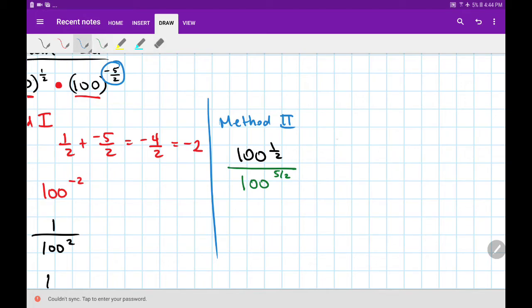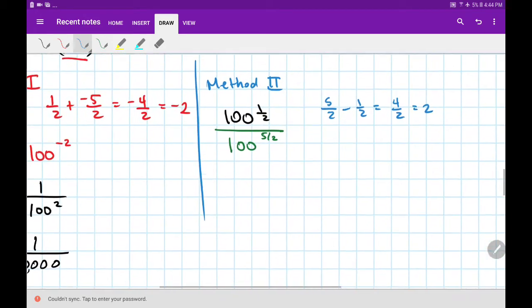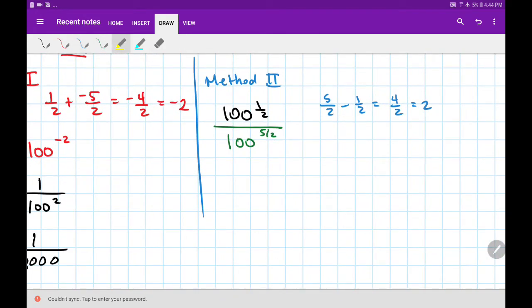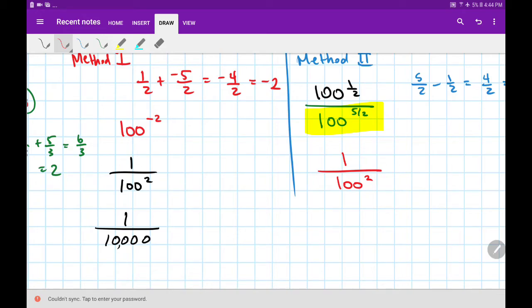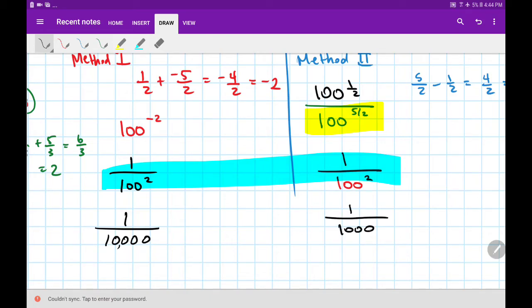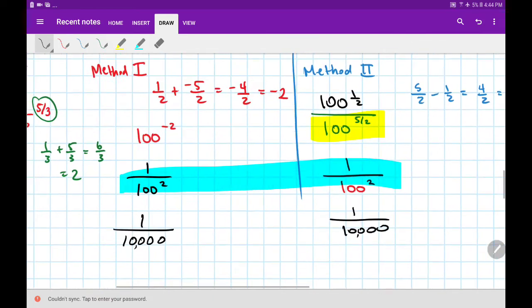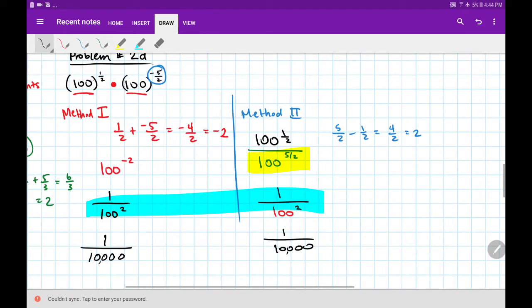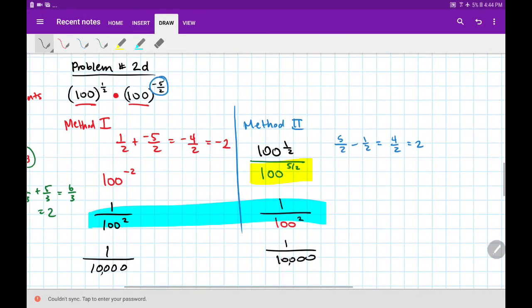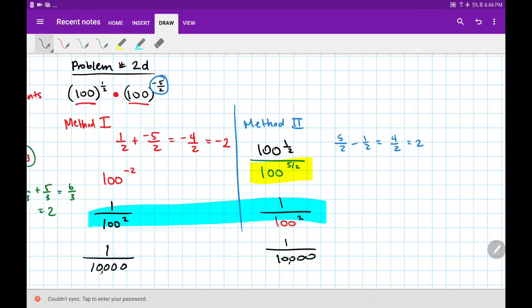As we've talked about before, we like to do the bigger number minus the smaller number. We'll get 4/2, which is 2. So I'm left with 100 to the power of 2, not in the numerator, but in the denominator where the bigger number was. So 1 over 100 squared. Check it out. We're actually at the same spot for method 1 and method 2 right now. Final answer, 1/10,000. So whichever method works for you, as long as you're getting the final answer correct, feel free to continue using that.